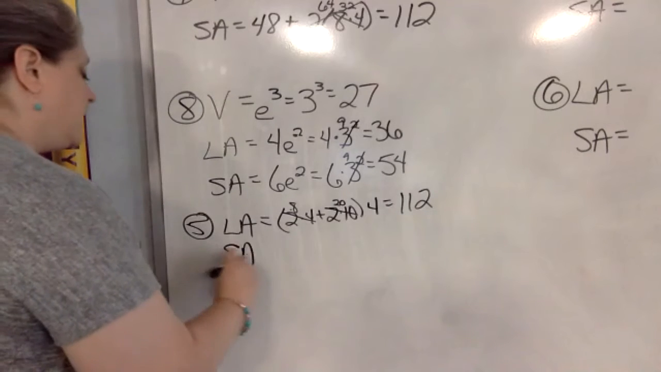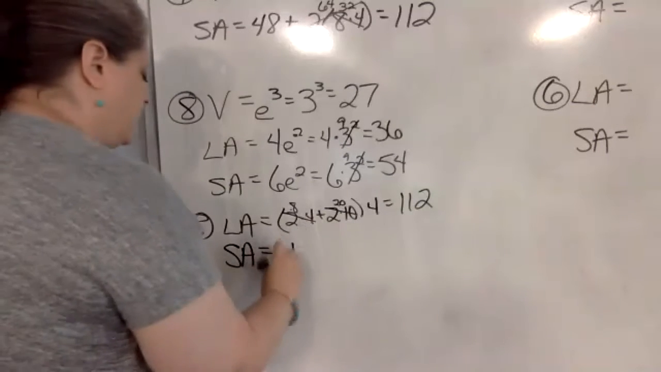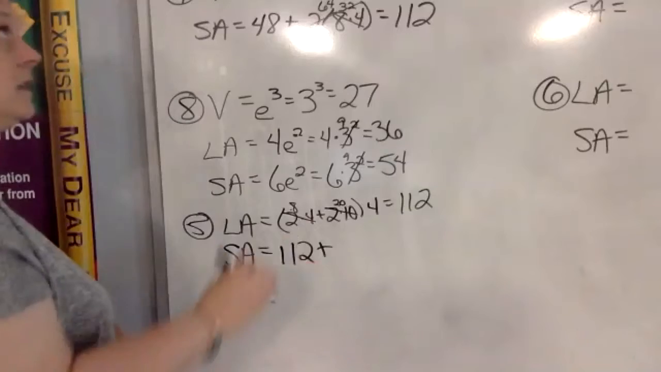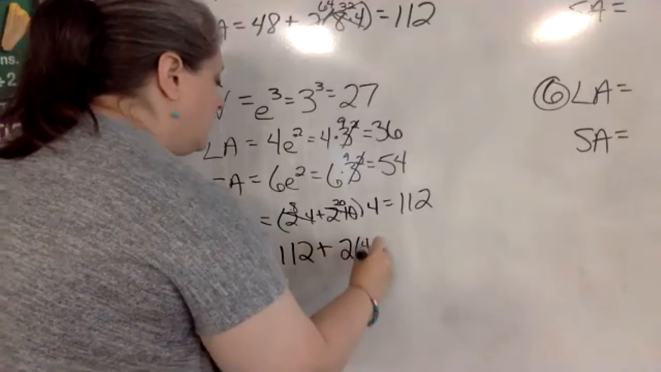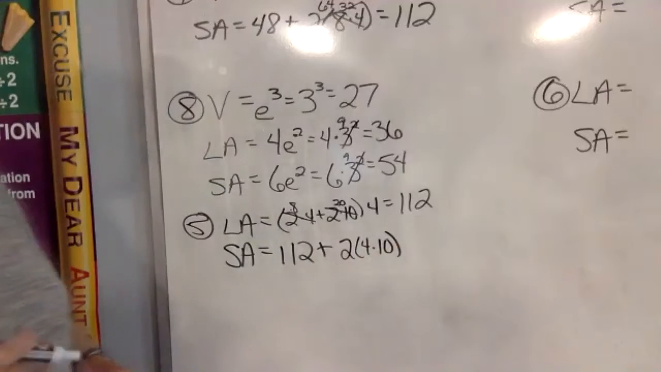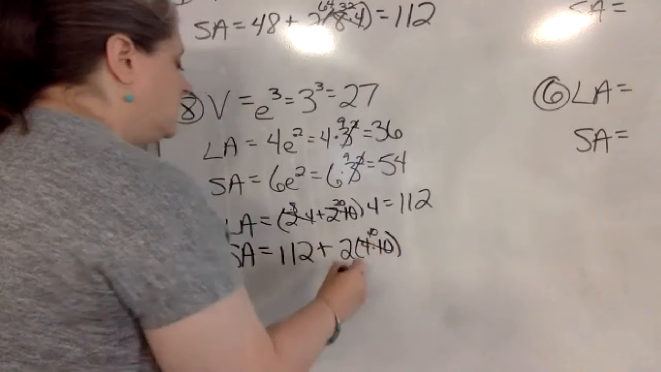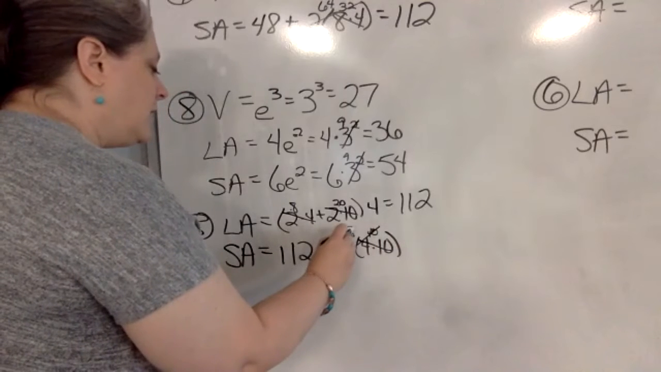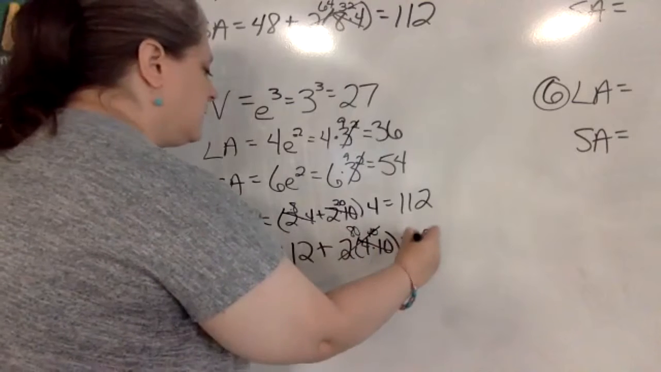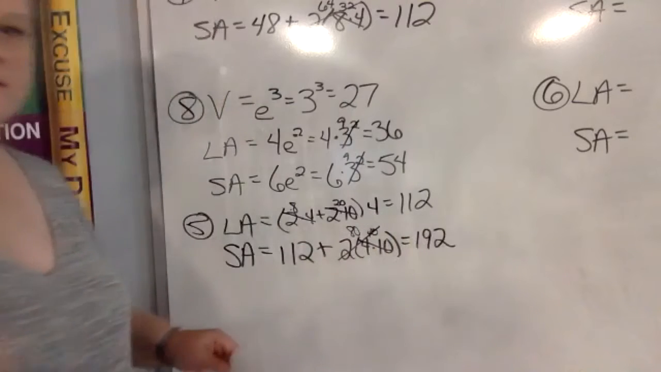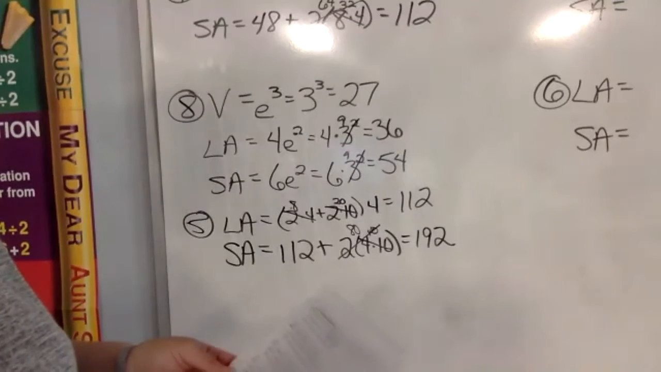All right, and then my surface area is that lateral area answer, which was 112, plus 2 times the area of the base. So 2 times 4 times 10, because that's the rectangle, that's the base on the bottom. Okay, so 4 times 10 is 40. 2 times 40 is 80. So I have 112 plus 80, which is 192. Okay, so we get those.